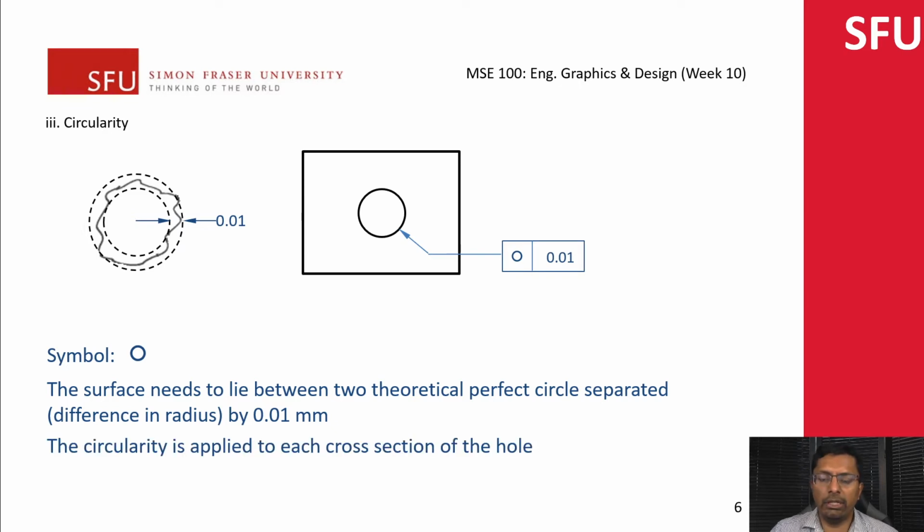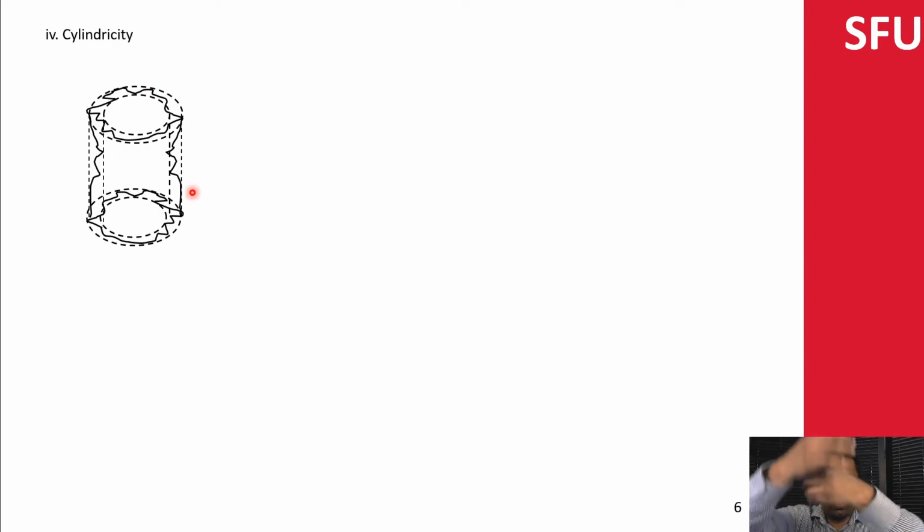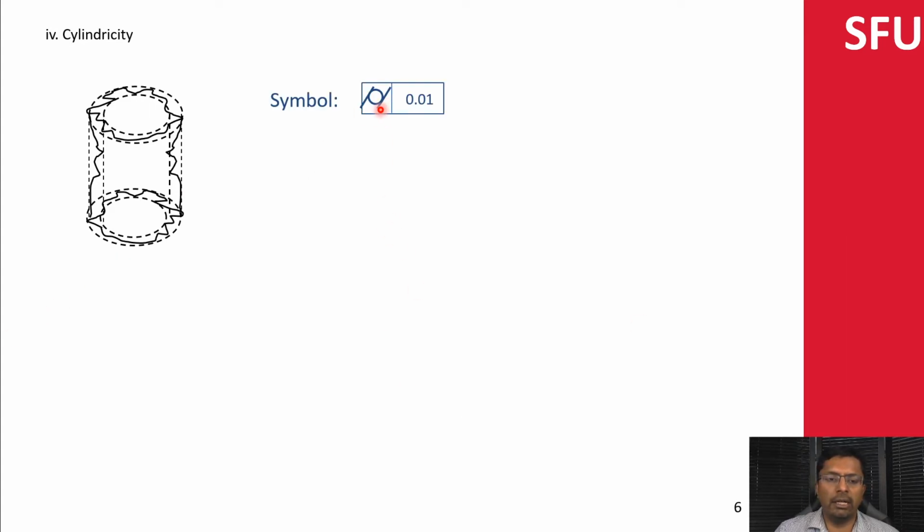Just a quick note: the circularity is essentially applied to each cross section of the hole. So even if your hole is a little bit wiggly, you're applying the circularity to each cross section. We can actually extend this concept of circularity to a whole cylinder. That's where the cylindricity comes in. The symbol we use is basically the circle with two slashes on either side, and we have a value within 0.01.